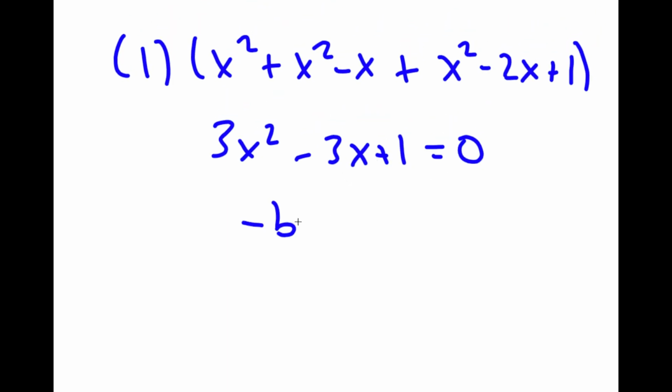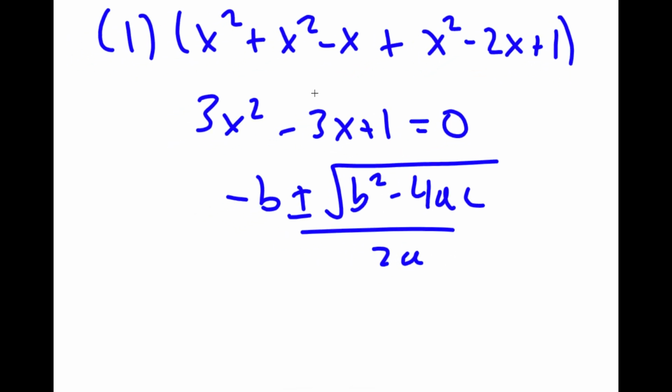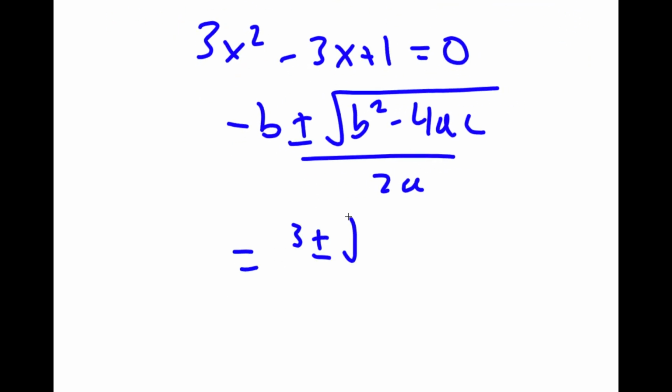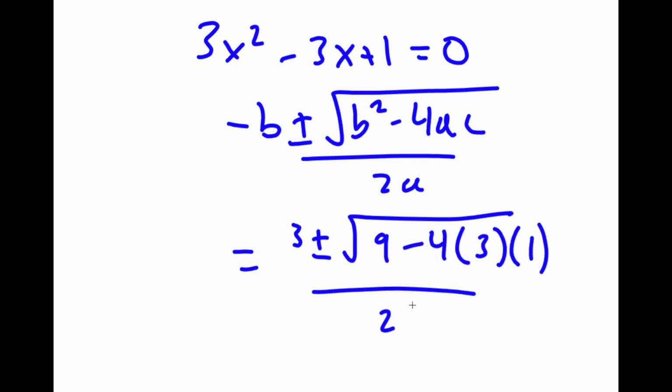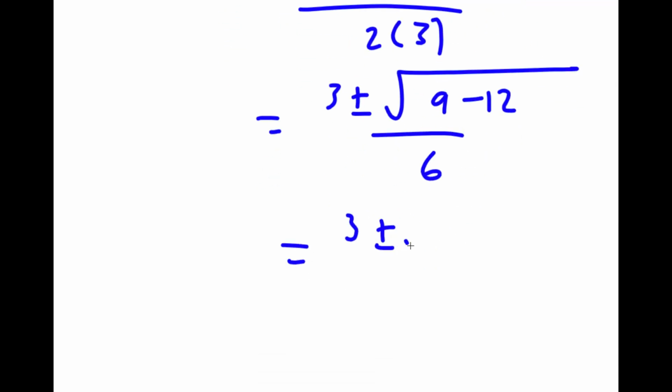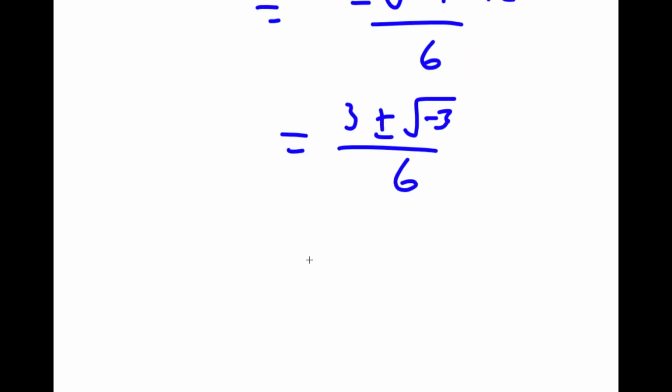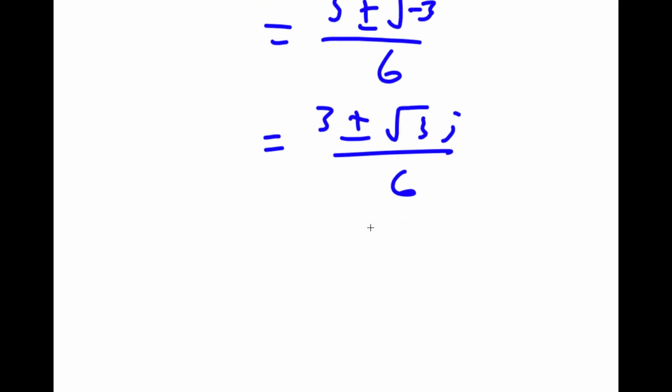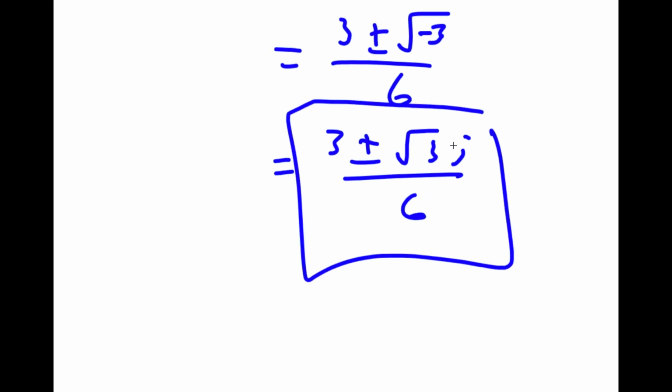And to solve this, we can use the quadratic formula, which is negative b plus or minus the square root of b squared minus 4ac over 2a, which is equal to 3 plus or minus the square root of negative 3 squared, which is 9, minus 4 times 3 times 1, all over 2 times 3, which is equal to 3 plus or minus the square root of 9 minus 12 over 6, which is equal to 3 plus or minus the square root of negative 3 over 6, which is equal to 3 plus or minus the square root of 3i over 6. So these are my two solutions.